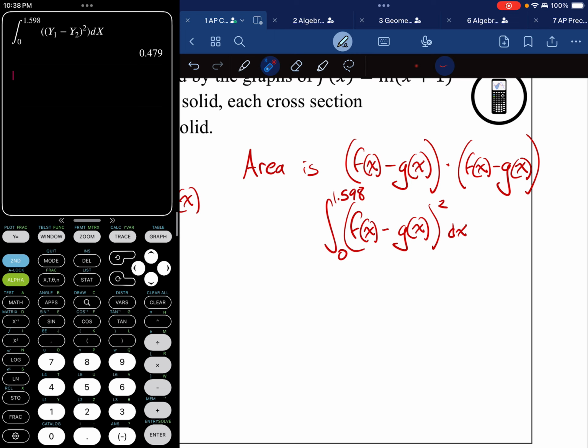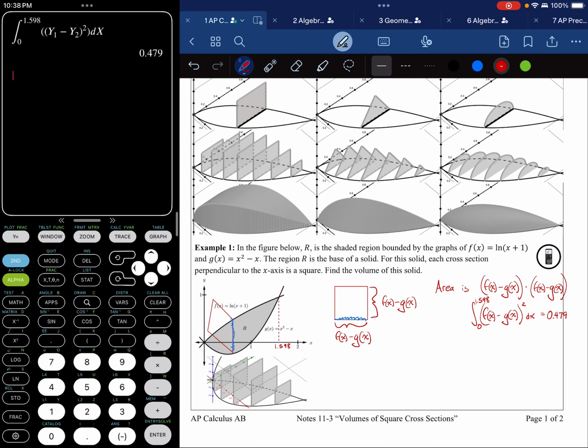And my answer here is equal to 0.479, and that's the volume. It was a very tiny volume. The shape was very small, and then just extending it out a little bit doesn't give it that much. So it does make sense that this is such a small volume.